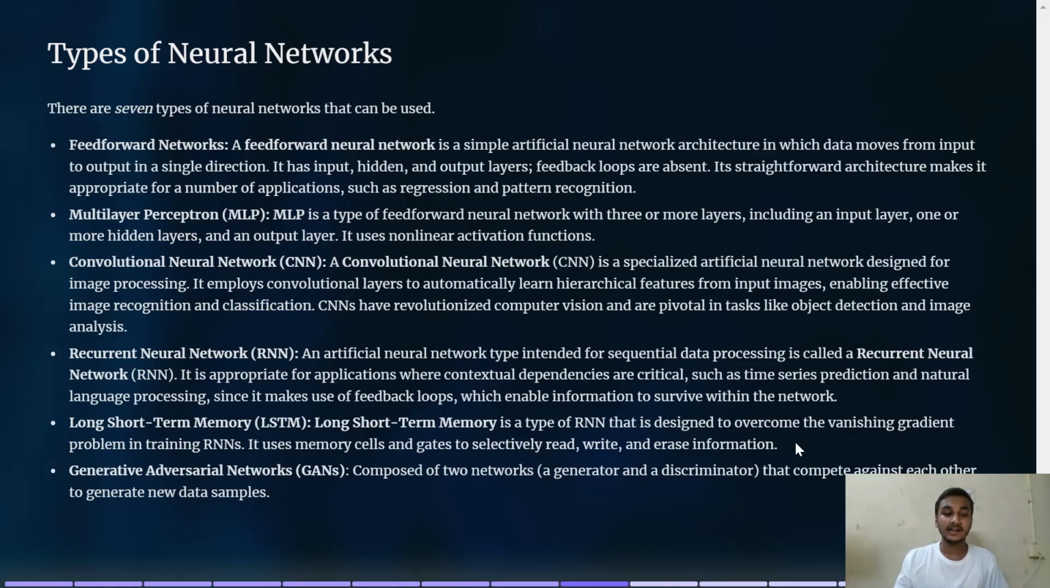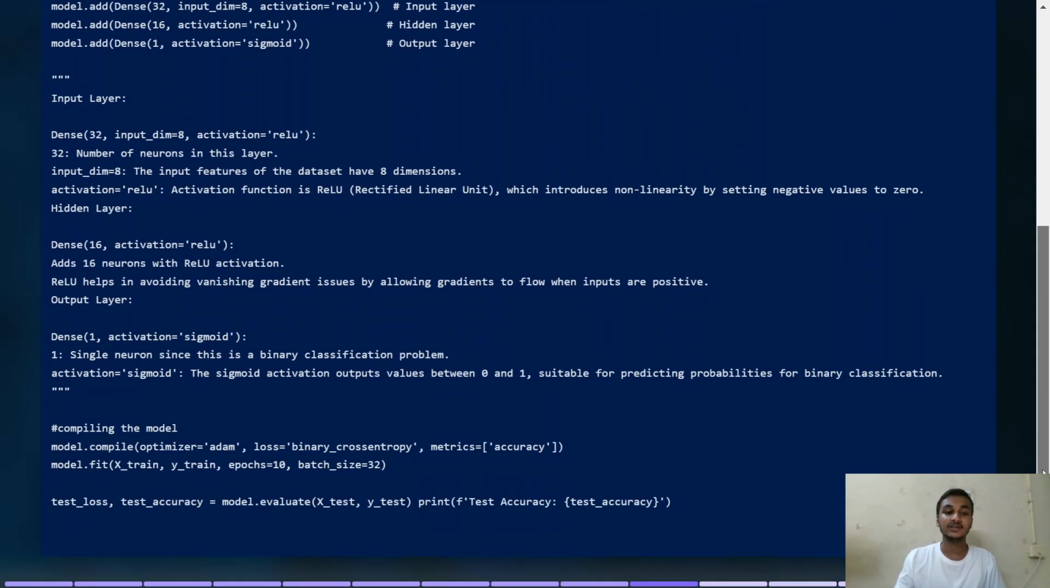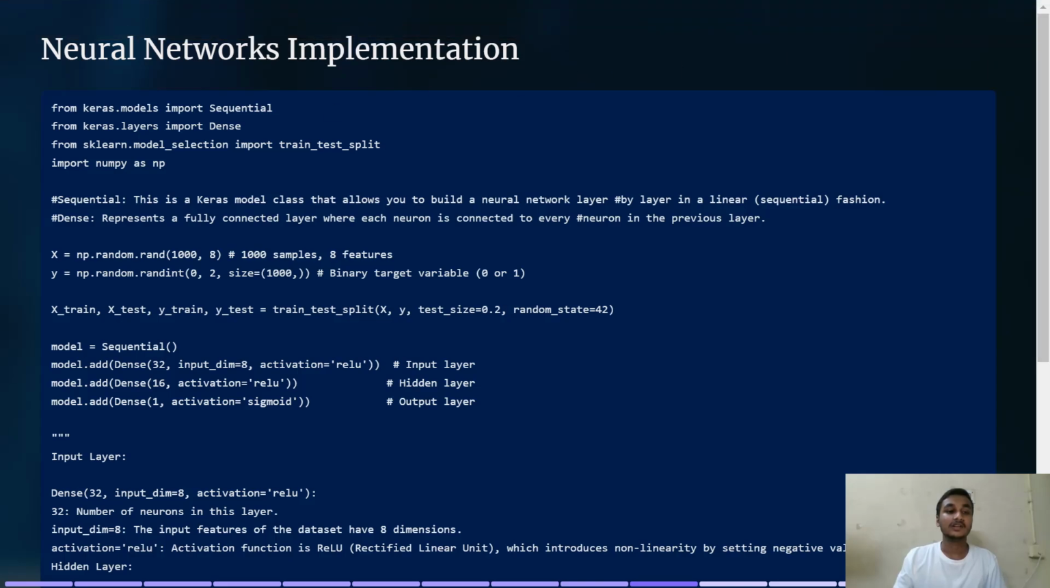Then generative adversarial networks. These are composed of two networks, a generator and a discriminator, that compete against each other to generate new data samples. Okay, now let's look at the implementation of the neural networks.